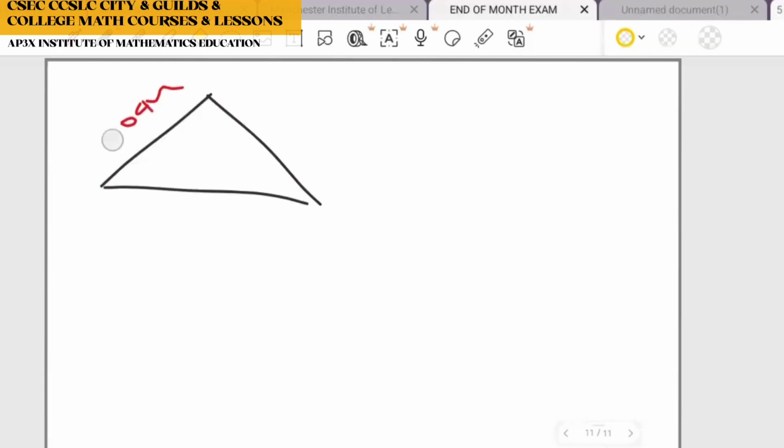So then we have a triangle that looks like this. I'm just going to say that this side is 10 centimeters. And then at the bottom, we could say that the bottom is, say, 12. Let's just say 14 centimeters.